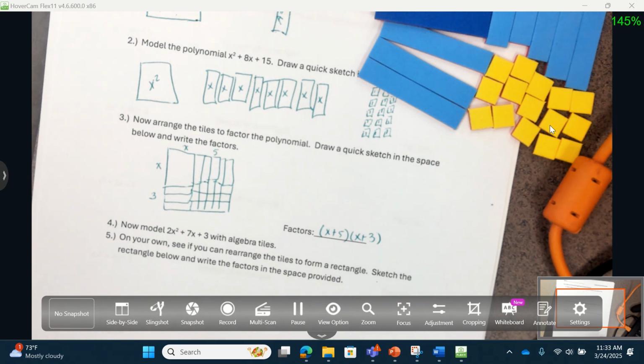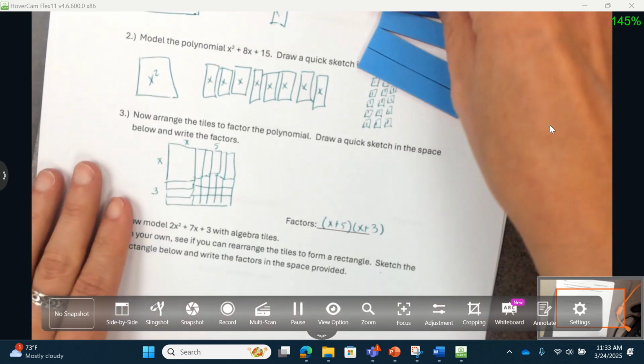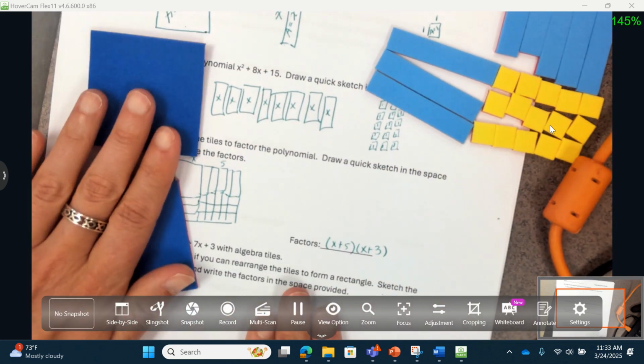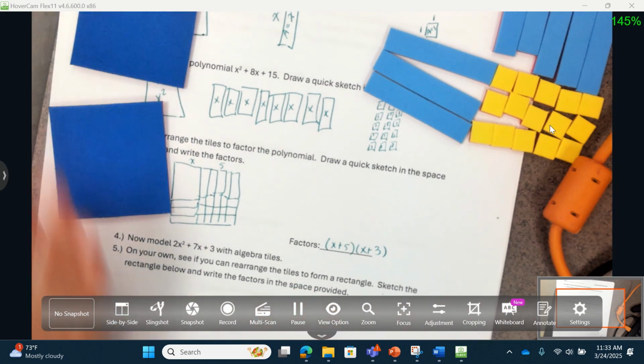So what I'll do in class is let the students, with their algebra tiles, come up with the pieces for the modeling. So this one has 2x squared, so we will have 2 of the big blue ones, plus 7x.